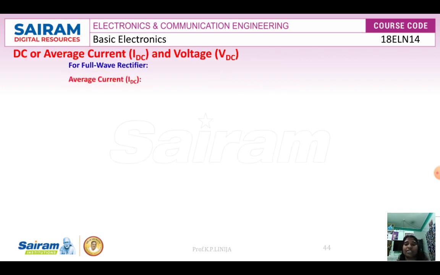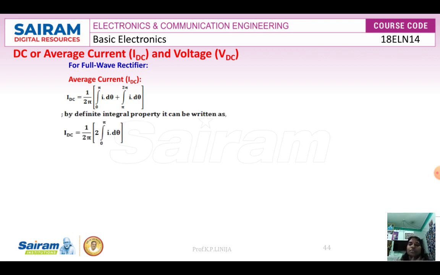Then for the full wave rectifier. Full wave rectifier means that for both cycles, the positive half cycle as well as the negative half cycle, our circuit will be in conduction. So IDC has a value from 0 to pi as well as pi to 2 pi. So from 0 to pi it is I d theta, plus from pi to 2 pi it is I d theta. We substitute the values, but if you substitute directly, we will get somewhat tedious derivations. So in order to minimize the calculations, we use an integral property.